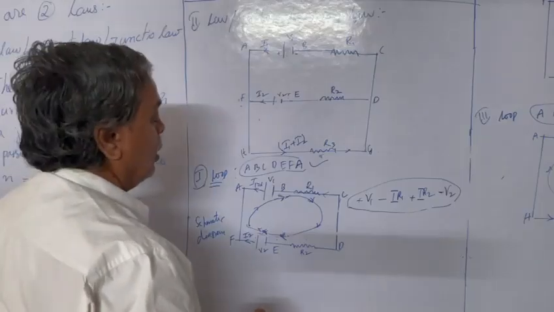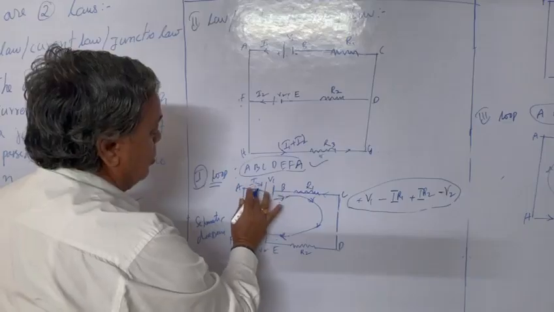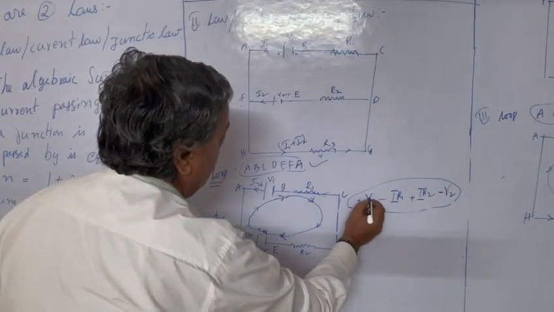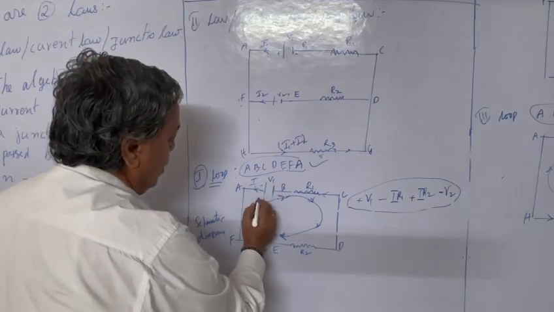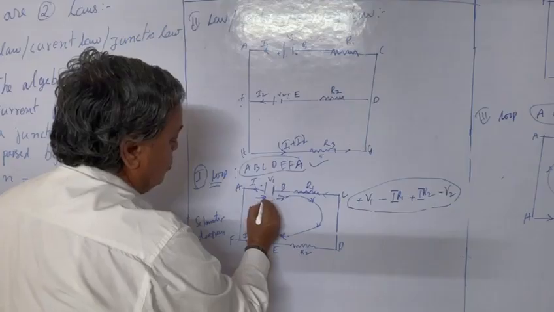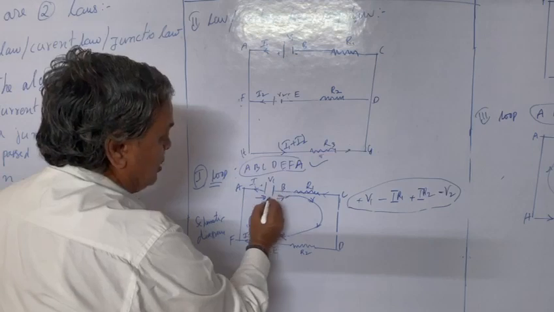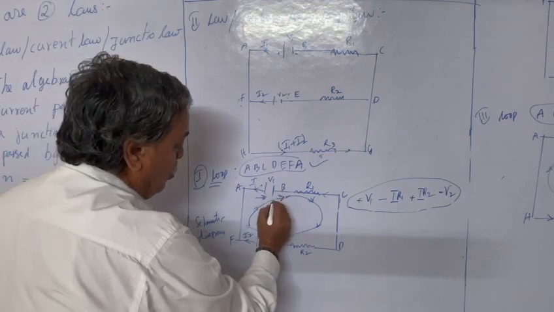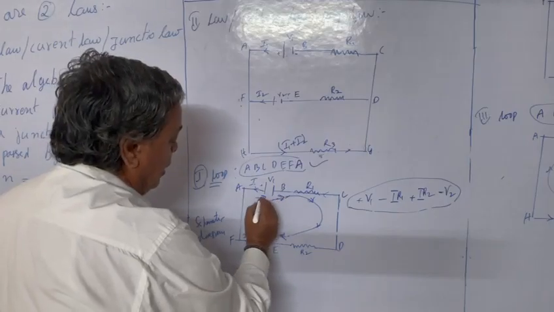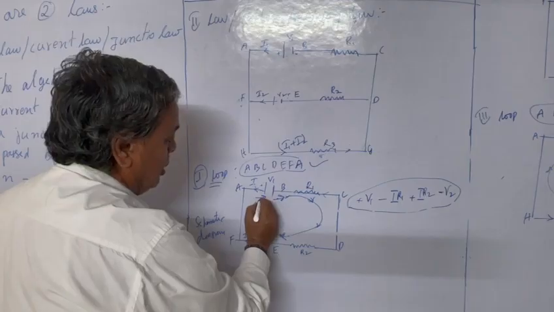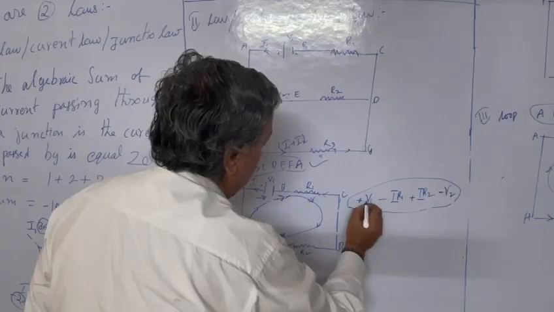Whether the voltage is plus or minus, you will have to look at this. Here this is E1. Here the arrow mark is in this way. In this way means the current passes from the positive terminal to the negative terminal. That's why the inside loop's arrowhead and the battery's arrowhead are on the same side. That's why you put plus E1.